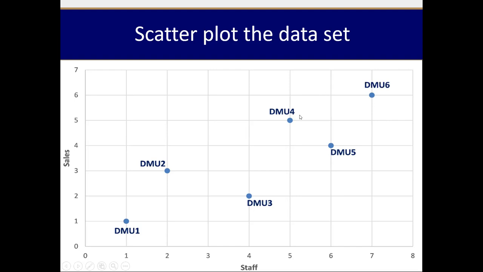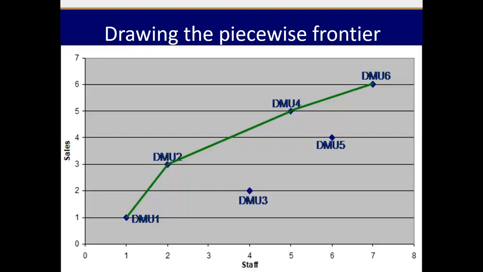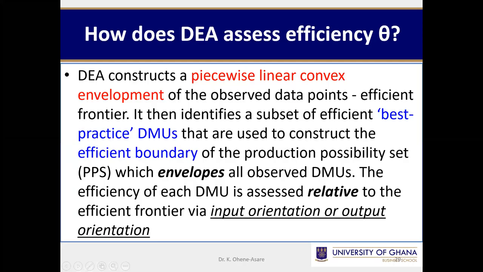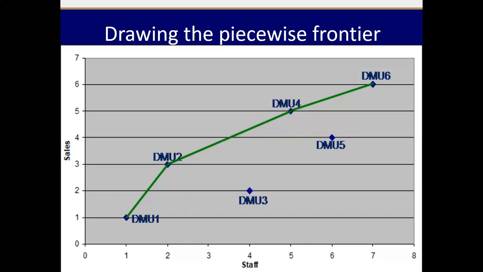What DEA does is that it will create a frontier from those that are on the extreme top left. We call it the northwest section. And then we join them together. The DEA will draw this piecewise linear envelopment frontier by joining from the extreme left, which is one, to the next one, which is two, to the next one, which is four, to the next one, which is six. The way it's doing it is a graphical approach, but when you use a mathematical approach, it becomes a linear program.